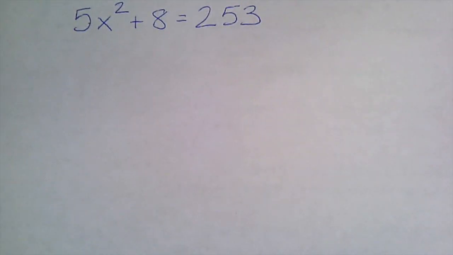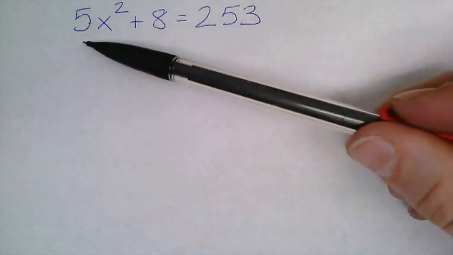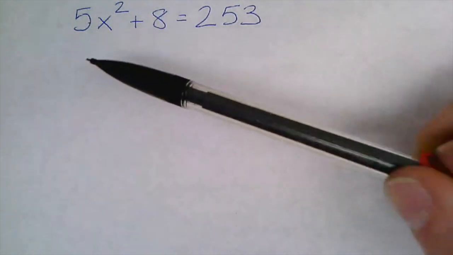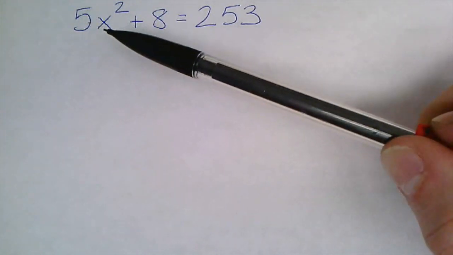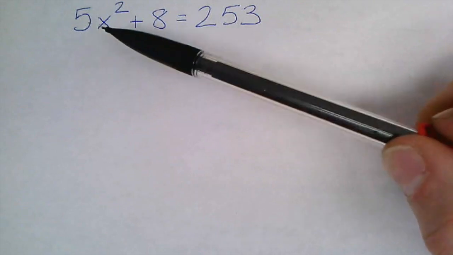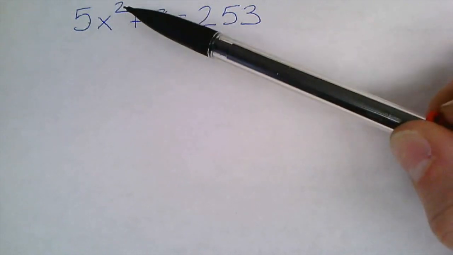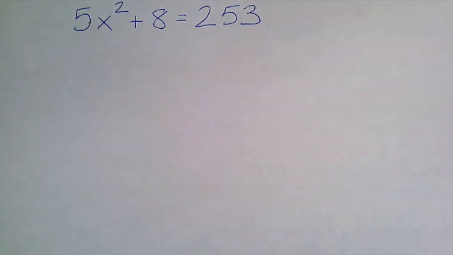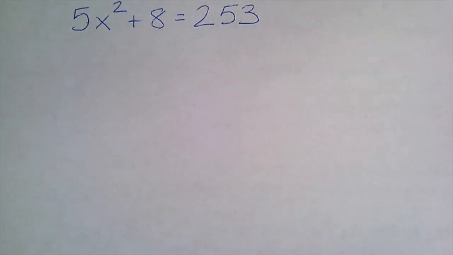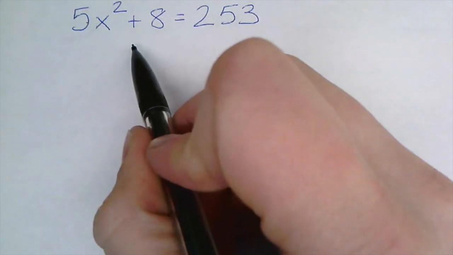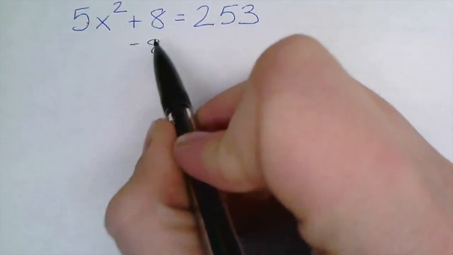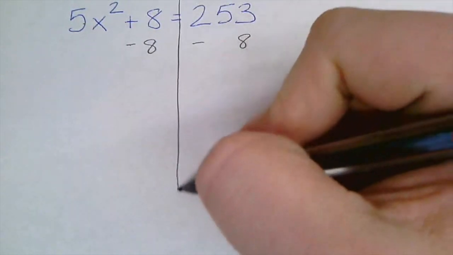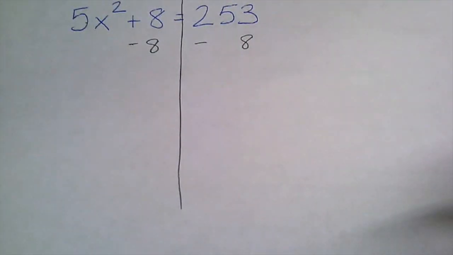The first example we're going to work through starts off as 5x squared plus 8 equals 253. As a reminder, this is 5 times x. We don't write the multiplication sign, but 5x is the same thing as 5 times x squared plus 8. According to our order of operations, the first thing we need to do is the addition and subtraction. Since I see addition here, I'm going to have to subtract 8, and I'm also going to subtract 8 from the other side. It might help to draw that line down the middle to make sure that you keep your equation balanced.